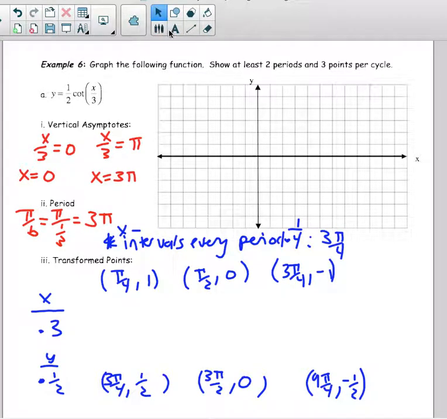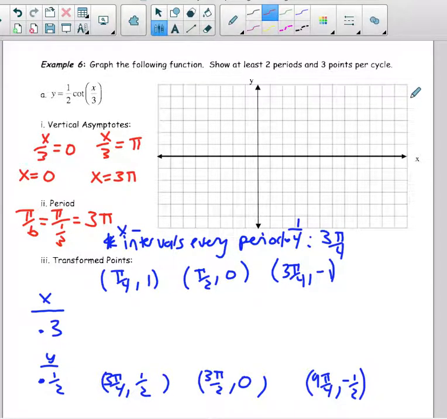We did not have time to finish example 6 from the 6.5 notes about graphing tangent and cotangent. This is a transformed cotangent function, and I want to finish it now. But first I'm going to review a bit what we did. The first thing we did was we tried to find the vertical asymptotes.